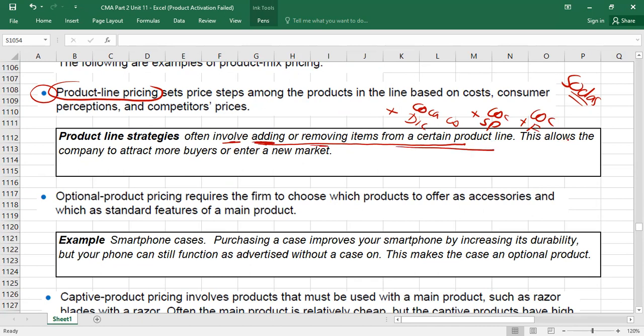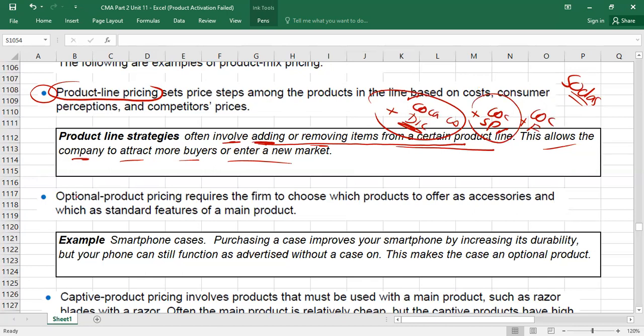Why are you doing this? Because this allows the company to attract more buyers or enter a new market. For example, maybe I like Coca-Cola, but with Coca-Cola, let's assume Diet is free, so maybe I will buy this one. Maybe I like Sprite, and with Sprite, Coca-Cola is free, so maybe I'll buy this one. This is how you can increase your sales. Product line pricing means you make a combination of the products and then sell it. In the product line, you can add or remove items from a certain product.